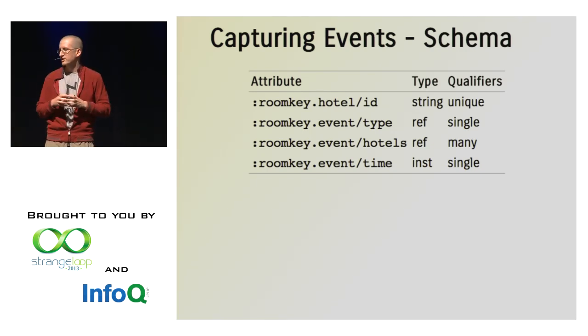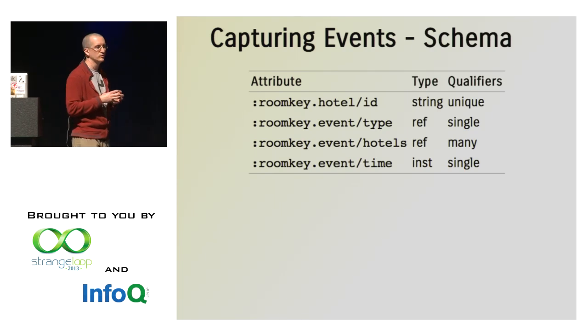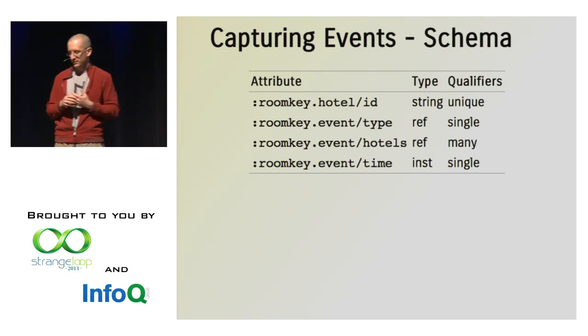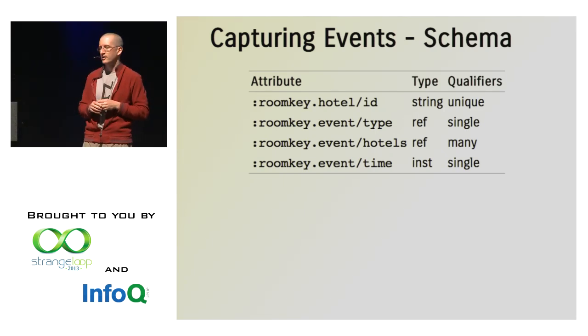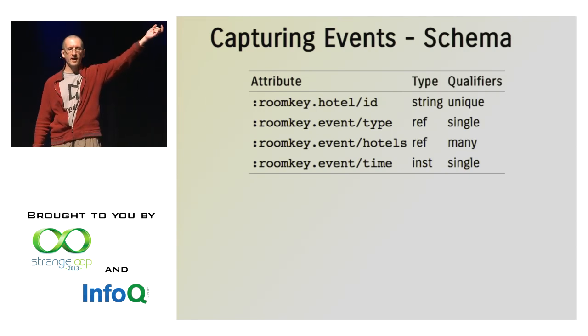Okay, so let's look at these real quick. So a hotel has an ID. It's a string. I mentioned briefly in the last slide that you can provide some additional characterizations of attributes. One of them is uniqueness. So what does that mean? That means that only one entity in the database can have hotel ID with a particular value.